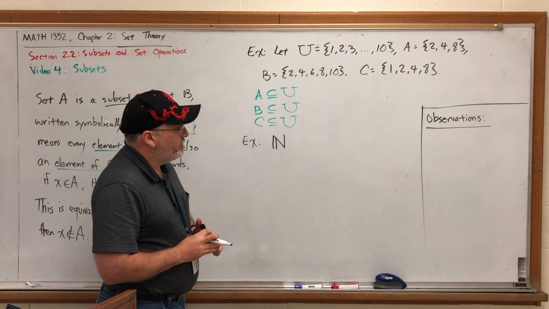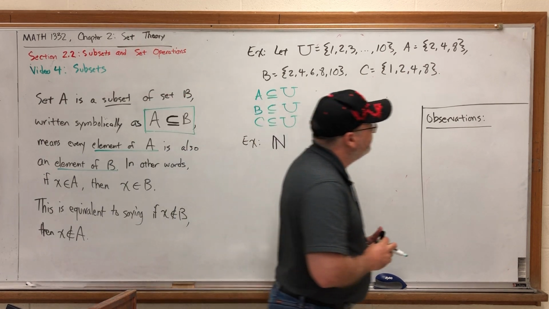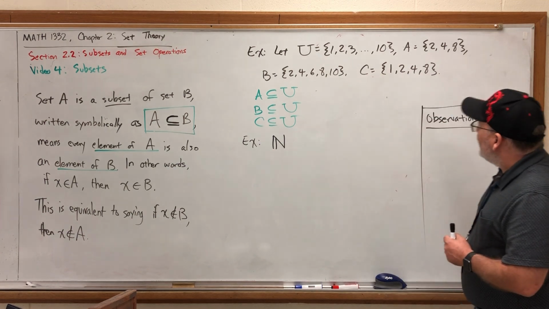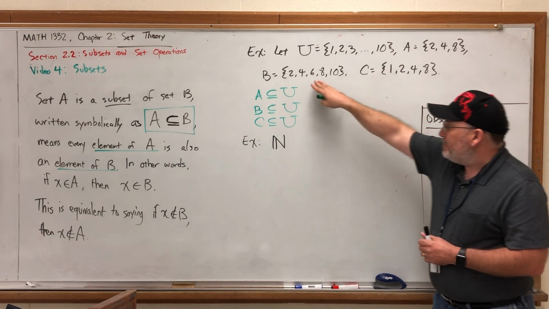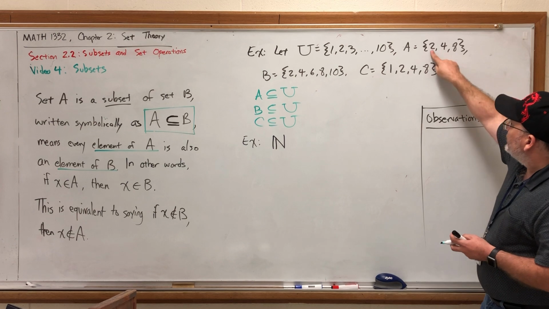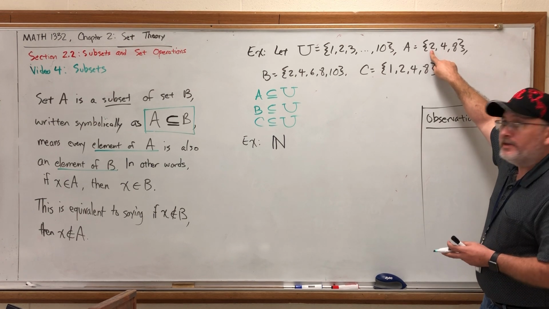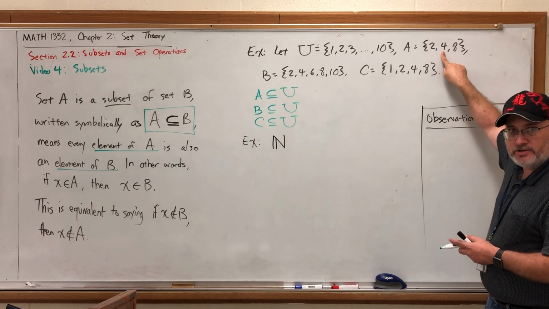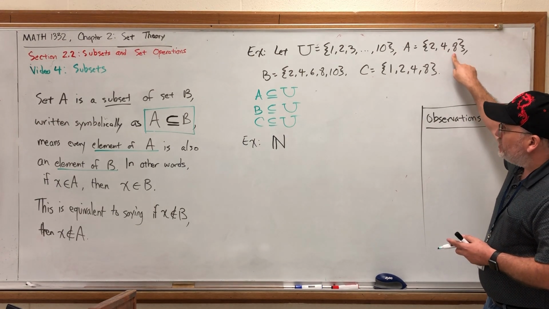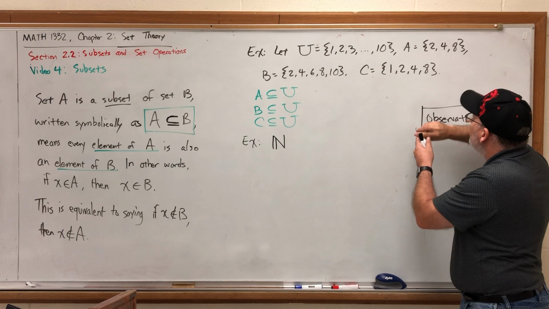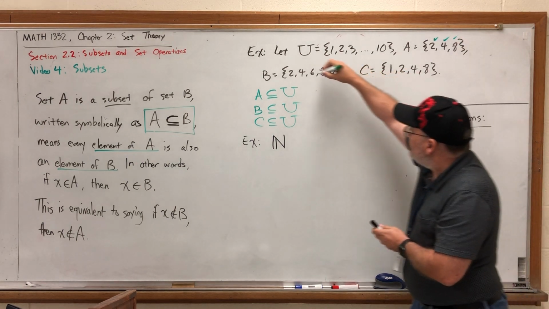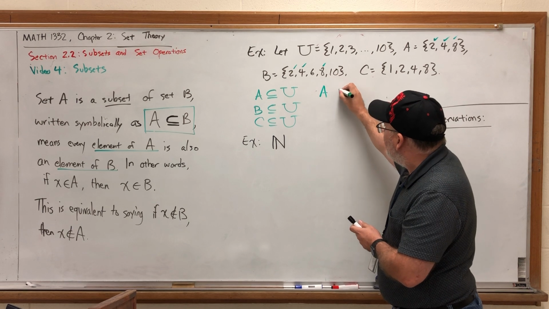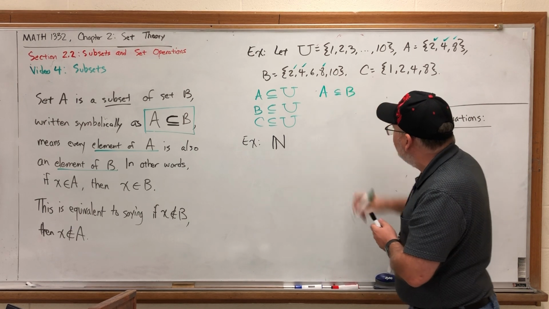But let's look at relationships not involving the universe. Is A a subset of B? Which is like asking, is everything in A also in B? Well, we can check. Excuse me, number 2, do you belong to B? Yes, I do. Excuse me, number 4, do you belong to B? Yes, I do. Excuse me, number 8, do you belong to B? Yes, I do. Since every one of these is also contained in B, that means that A is a subset of B.